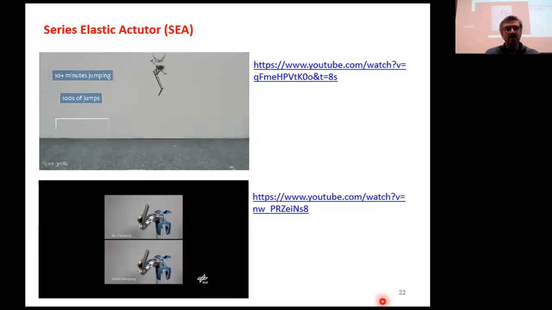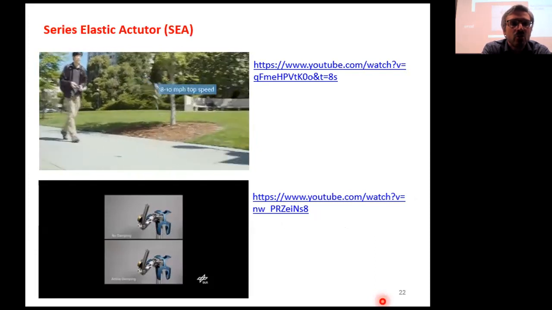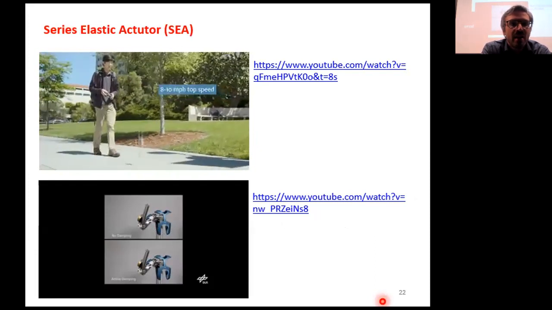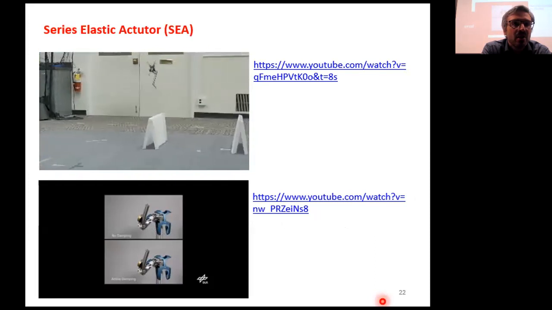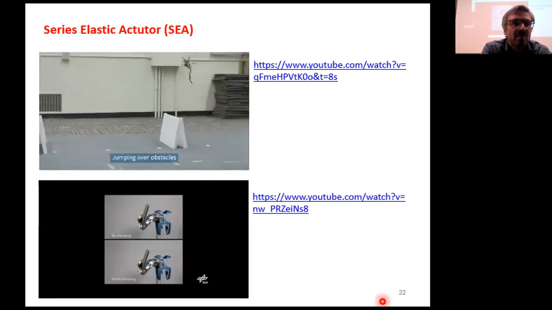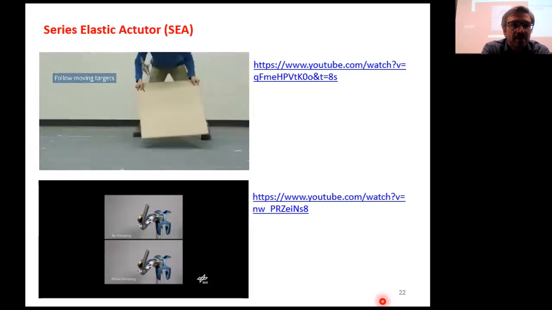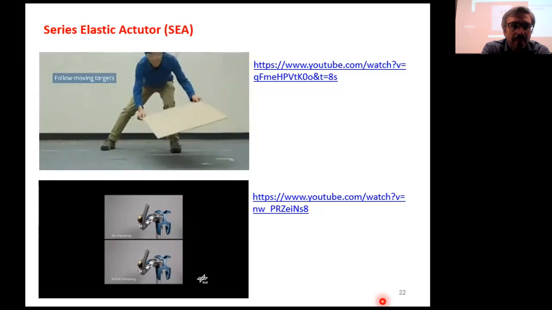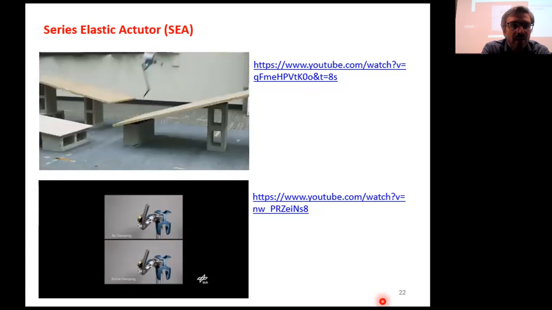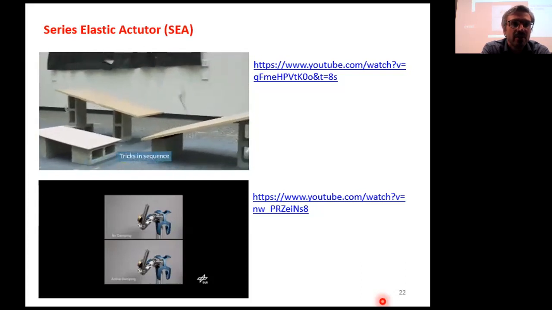Yeah, series elastic actuators are useful, for example, for this robot that needs to really use energy for jumping and store energy, because from one jump to the other, they can store energy in the spring. And this is one of the nicest hopping robots, and it's called Salto.